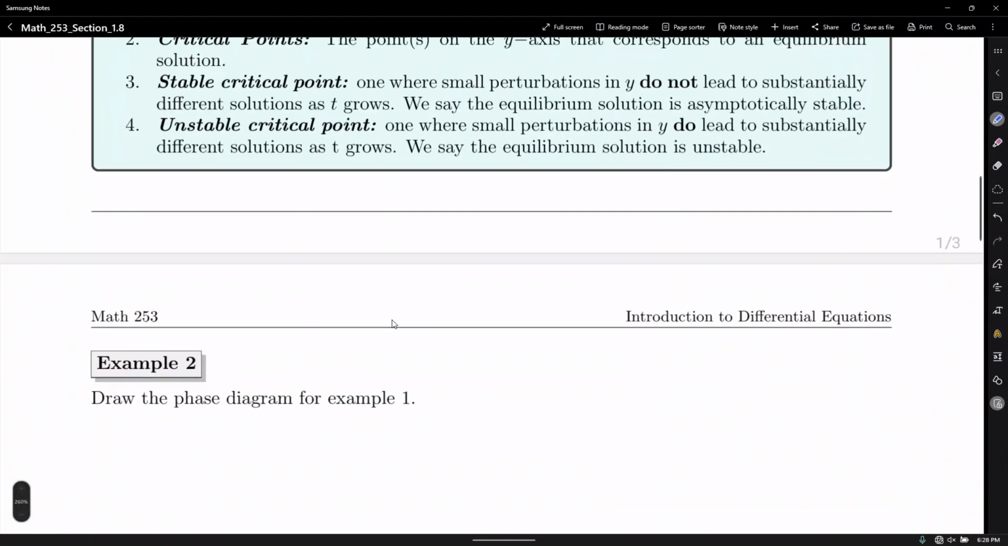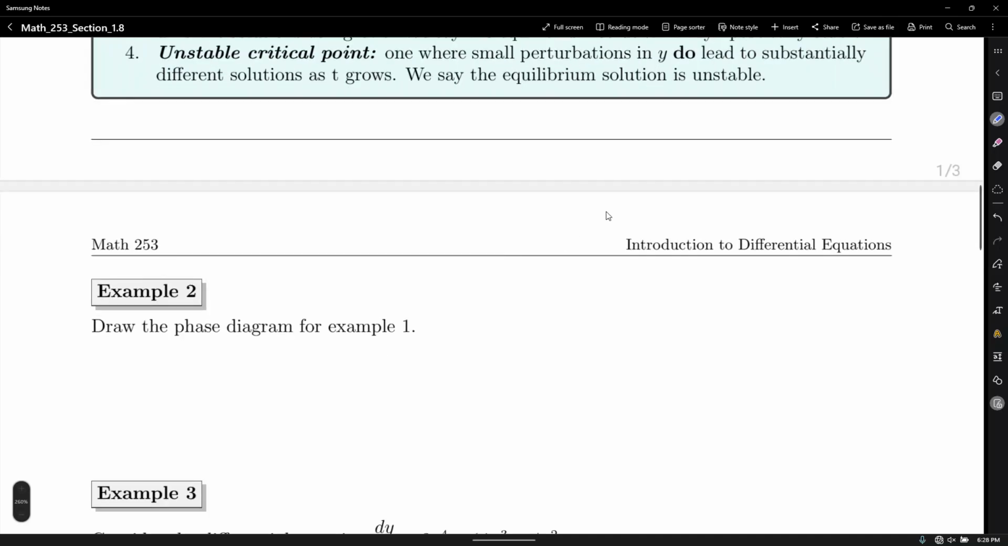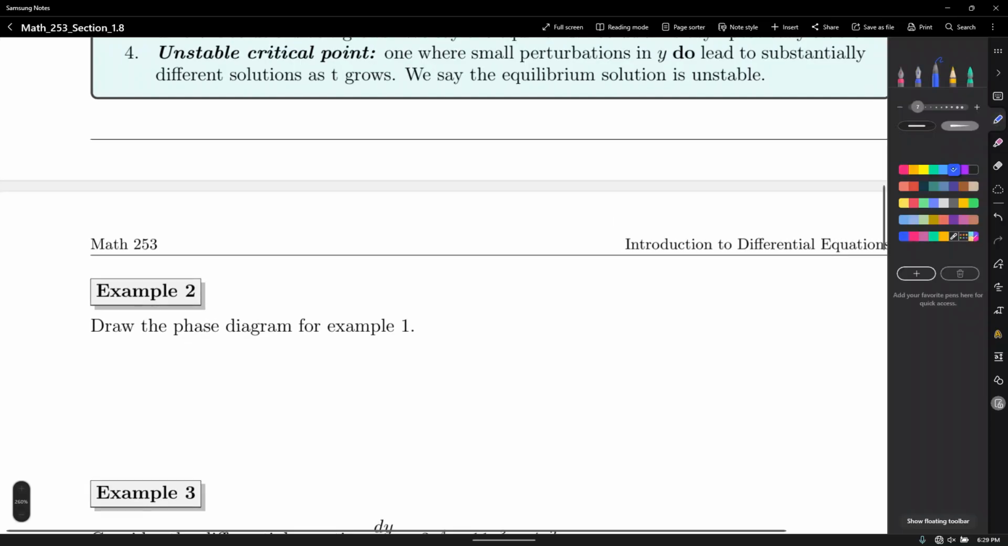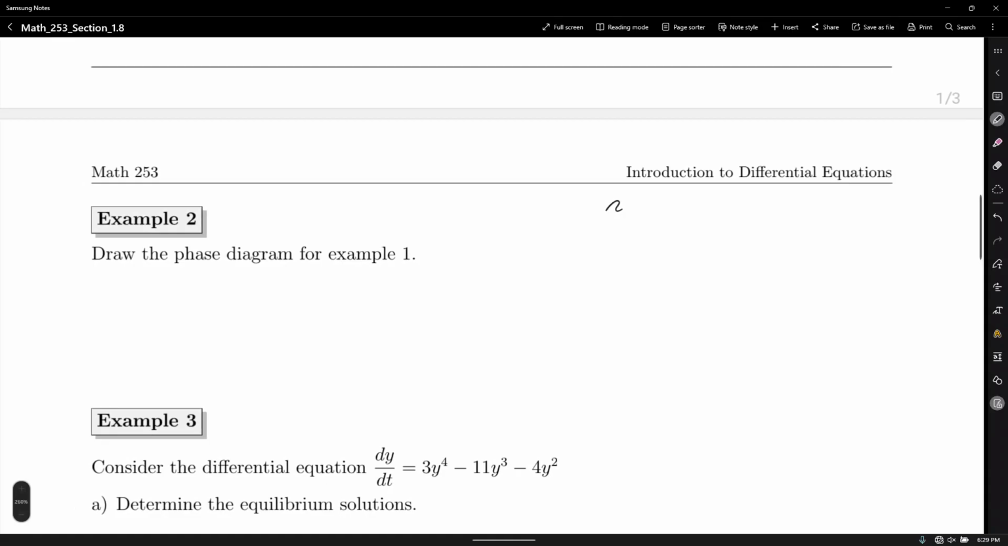For example number 2, they're asking us to draw the phase diagram for example number 1. So what are we going to do? We're going to do a number line with the y values. We're going to plot the y values that describe the equilibrium solutions.